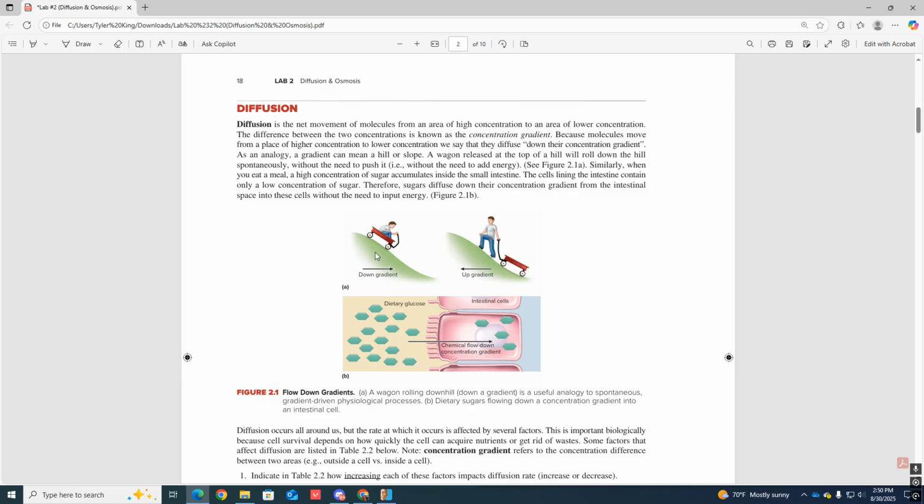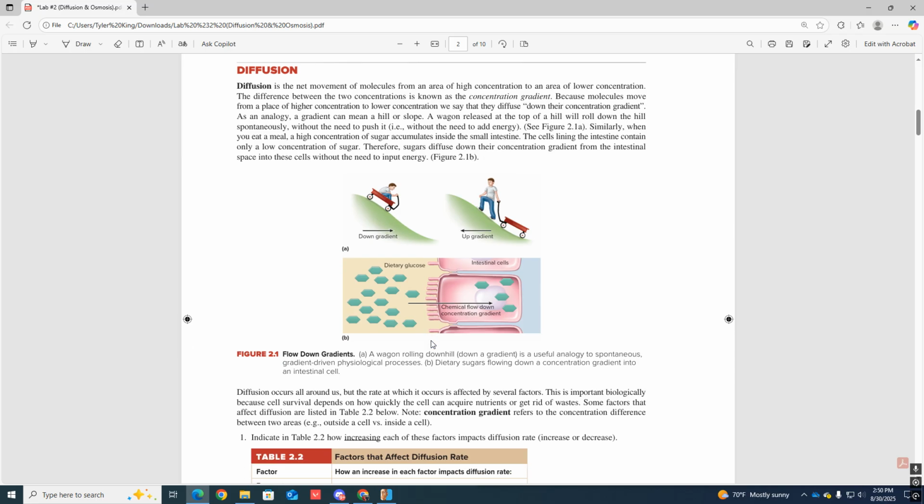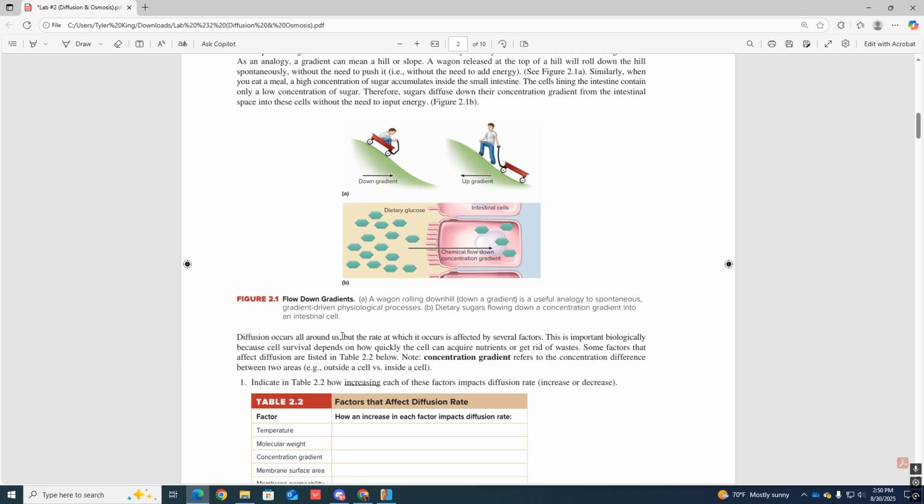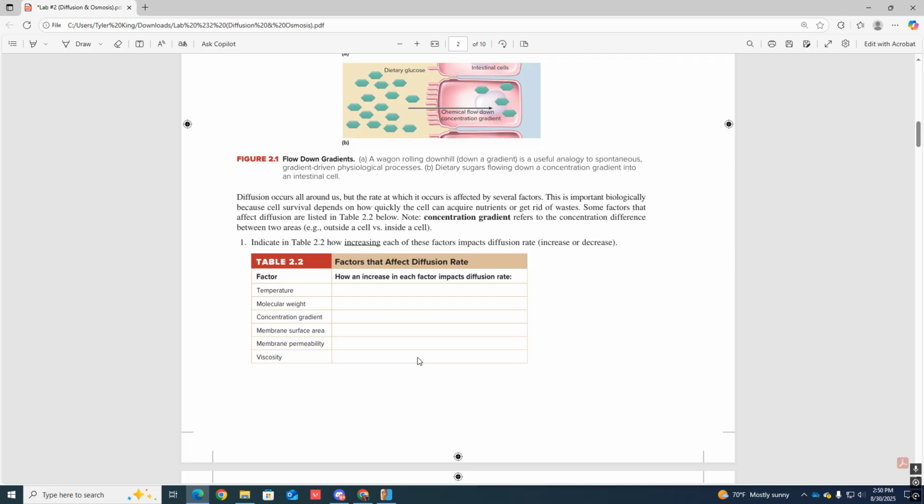So diffusion takes no effort. It happens regardless because of high concentration to low concentration. Okay, so it occurs all around us, but the rate at which it occurs is affected by several different factors, which we talked about in lab, and we're going to go over these 6. Okay, so for example, indicate in table 2.2 here how certain factors of diffusion will be affected if something were to increase. Okay, increasing. All right.